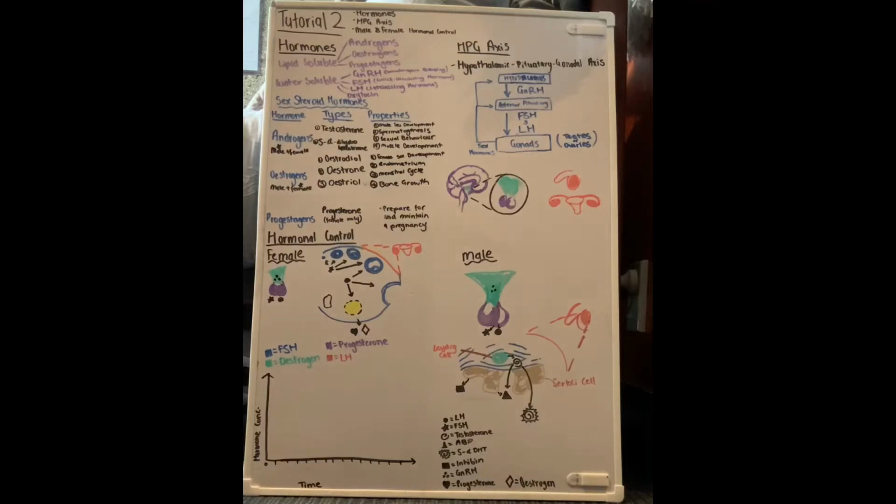In this second tutorial, we'll be going over hormones, the HPG axis, and male and female hormonal control. Let's start off with the hormones. The two main categories of hormones are lipid-soluble and water-soluble. The lipid-soluble hormones are androgens, estrogens, and progestogens. The water-soluble hormones are GnRH, gonadotrophin-releasing hormone, FSH, follicle-stimulating hormone, LH, luteinizing hormone, and oxytocin.